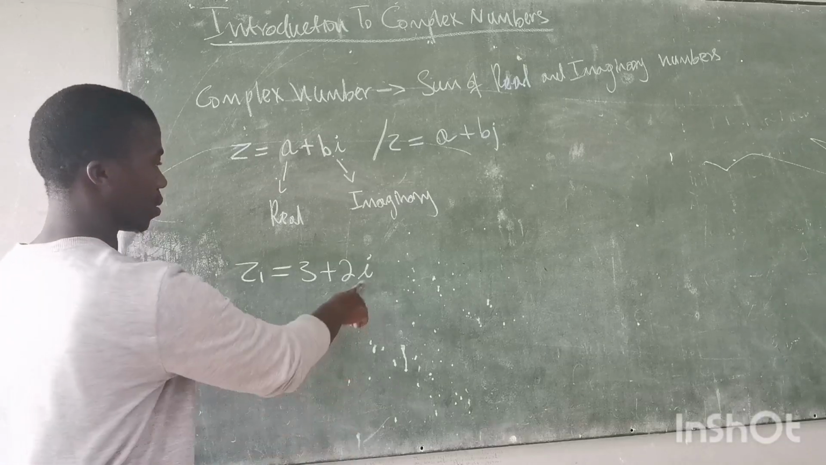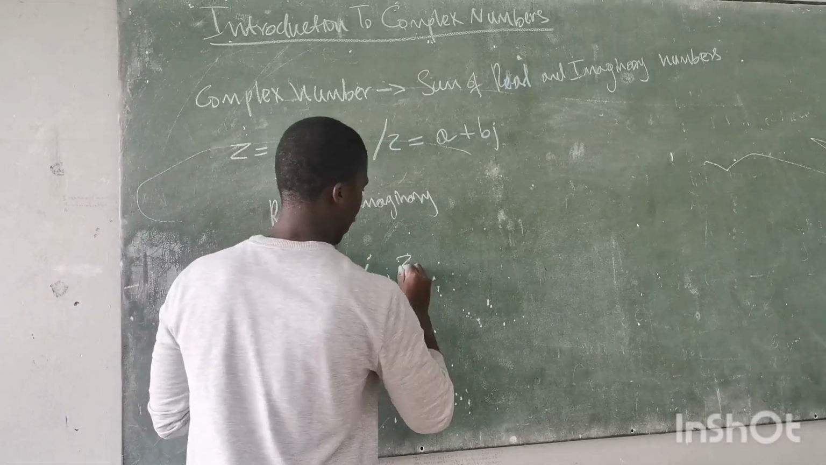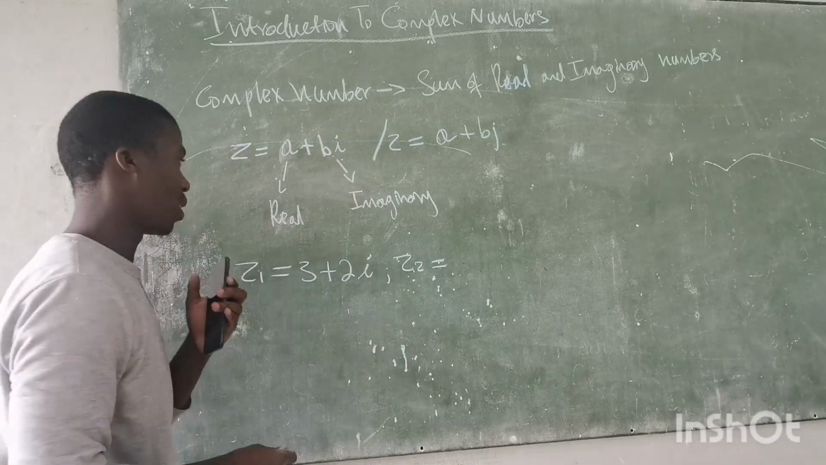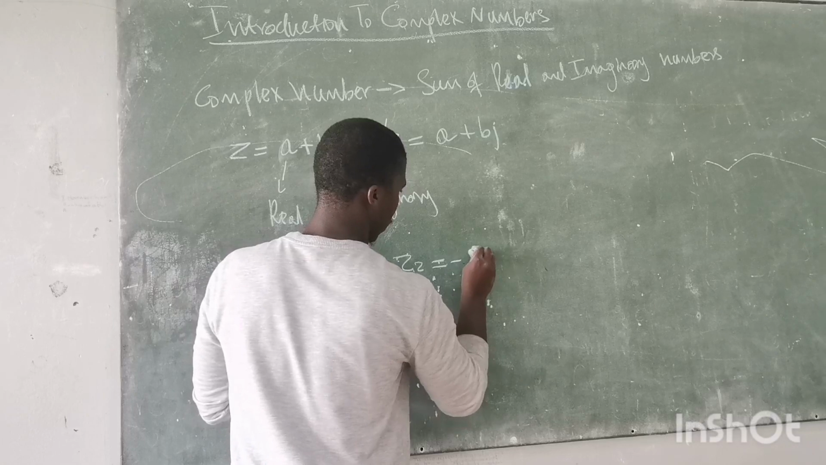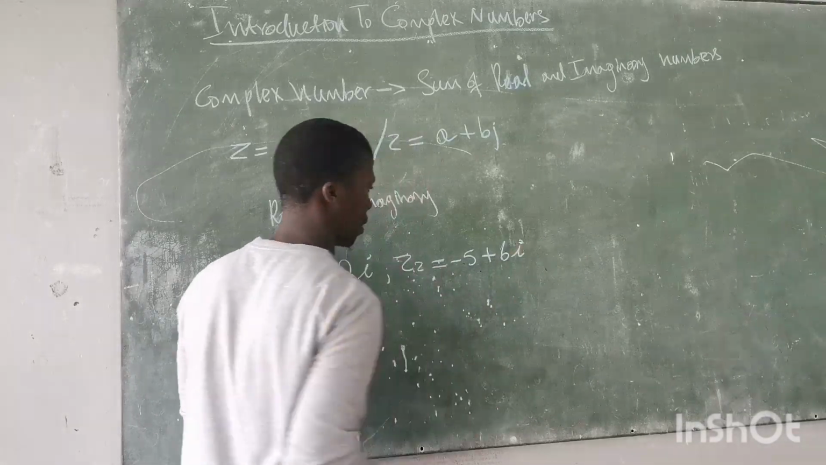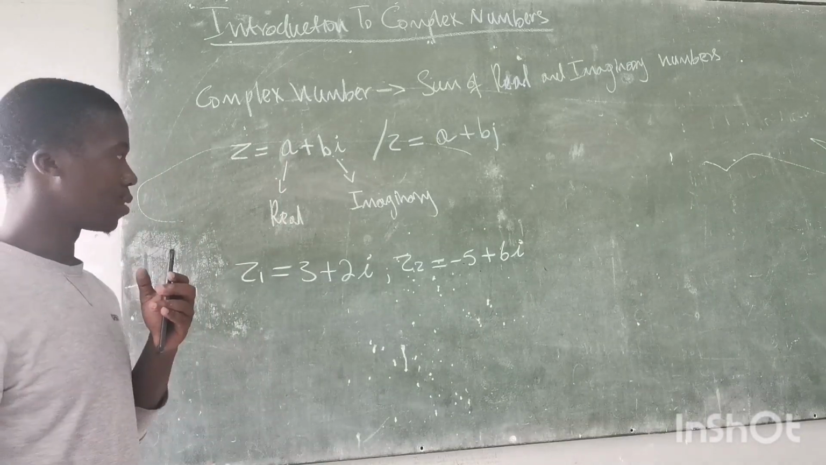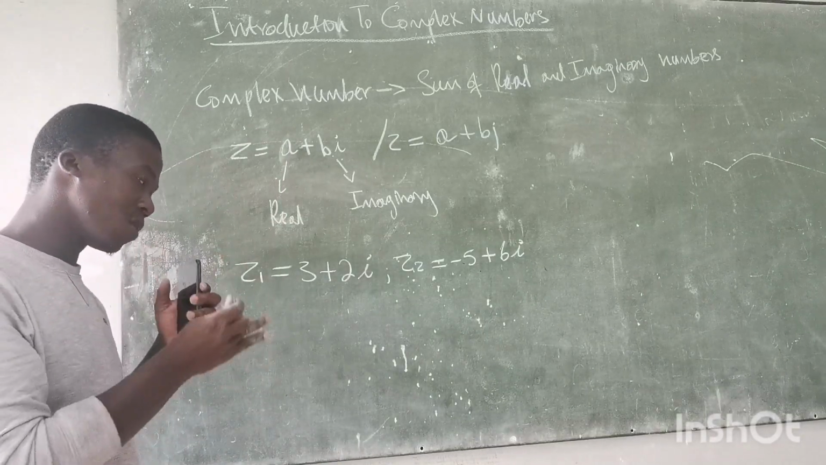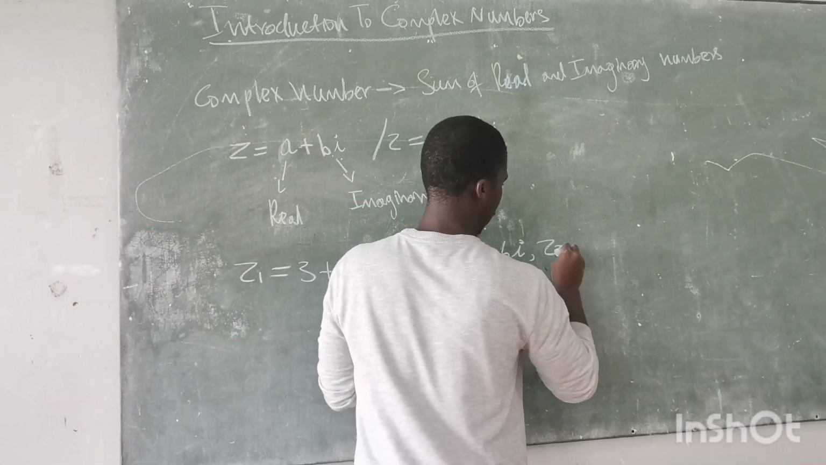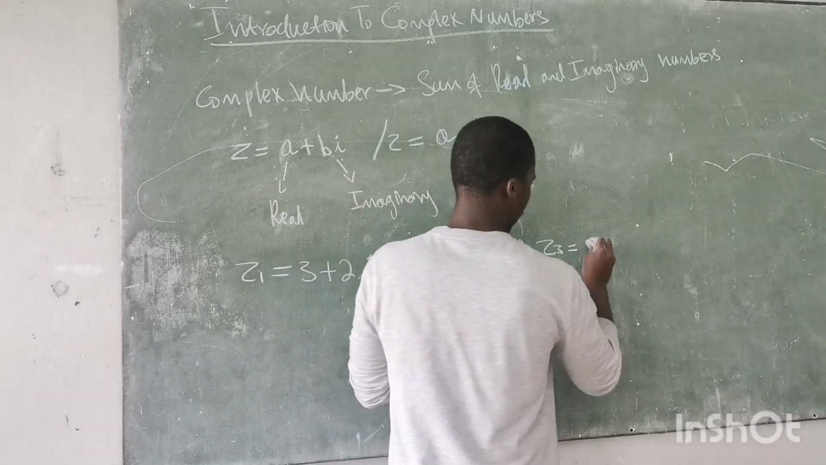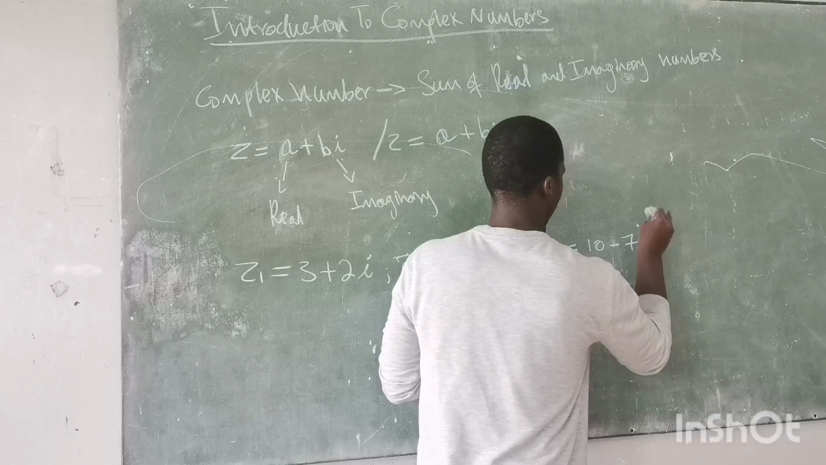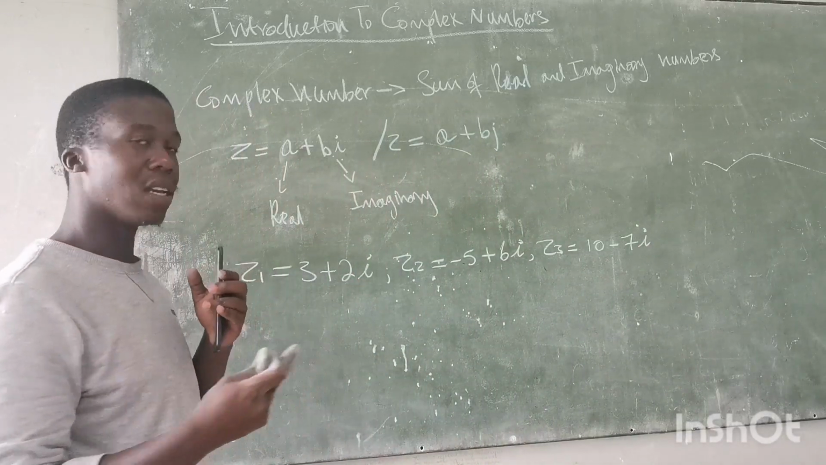What makes it an imaginary part? Because of this i here, right? And then I have Z2. My Z2 is equivalent to negative 5 plus 6i. So guys, it can be any numbers, just that it has to be a real number and an imaginary number, right? And I also have Z3 here. My Z3 is 10 minus 7i.